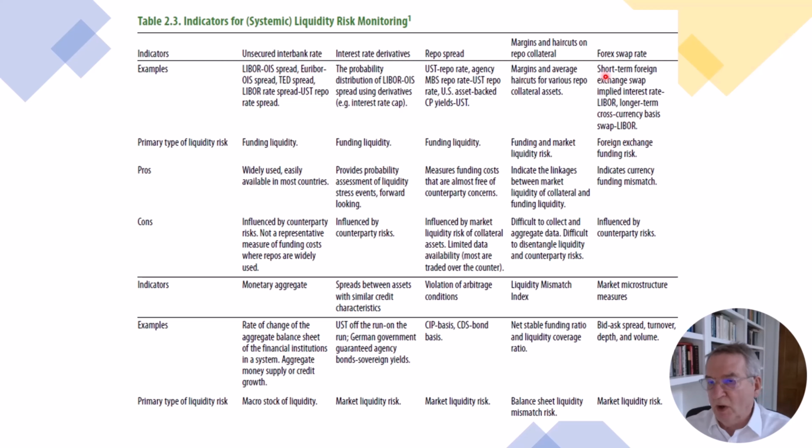And we can see just one more that I'll mention here, margins and haircuts in the repo market. In a normal, inverted commas, environment, there might be very low margins or haircuts applied, say, especially for very secure collateral, such as US government bonds, for example, or other kinds of bonds.